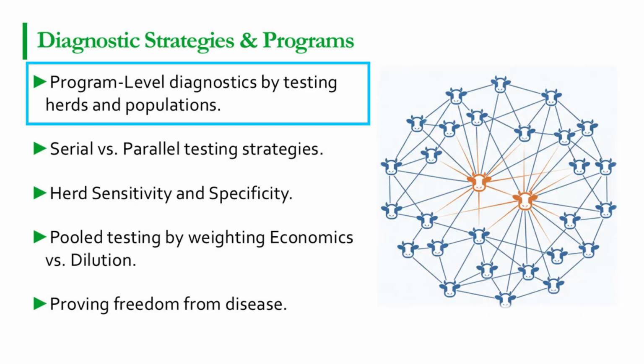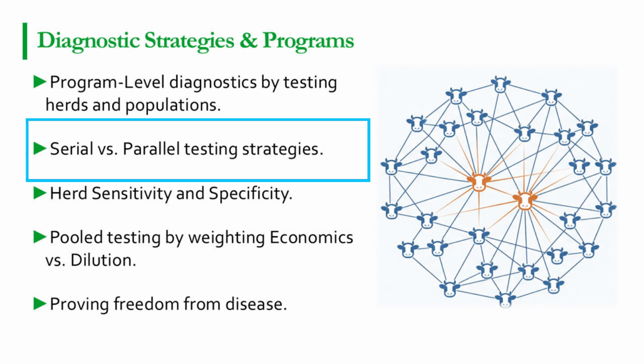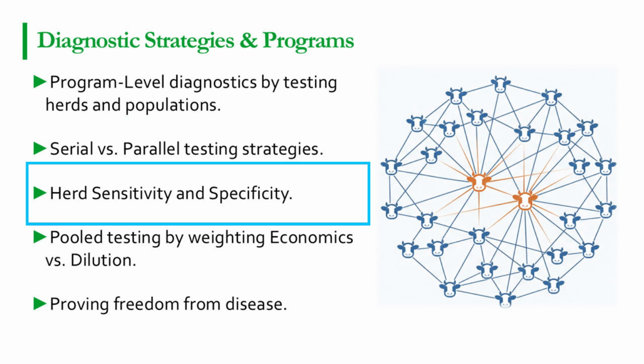To answer this, we rarely rely on a single test. Single tests have inherent error rates that are acceptable for an individual but disastrous when multiplied across 10,000 animals. Instead, we combine tests into strategies, serial and parallel, to manipulate the probability of error. We will also encounter a statistical phenomenon that counterintuitively makes good tests perform poorly when applied to large groups, known as the herd specificity collapse.